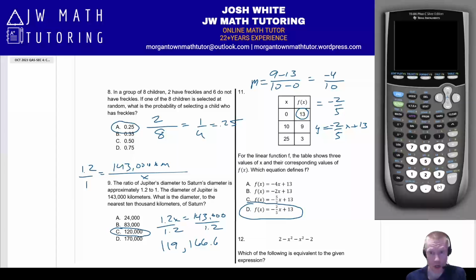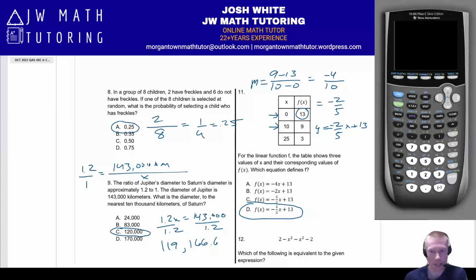Now, you could also do this by back solving. You could take one of the points, not the first point, 0, 13, because that's going to work in all of them. You have to pick one of these other 2 points and plug the x value into each of the answer choices, and only one of them should give you the correct y value of either 9 if you pick the second point or 3 if you pick the third one. So let's just say we go with 10, this is one we're going to check.